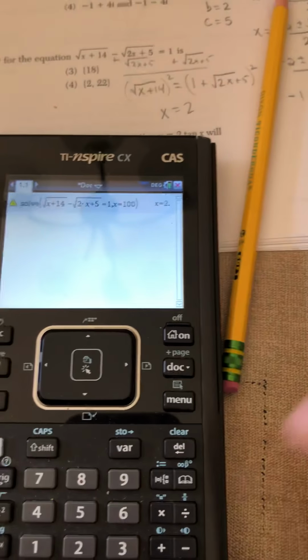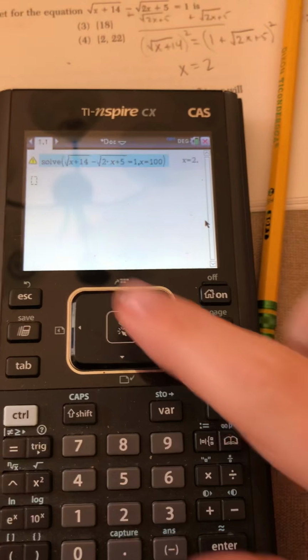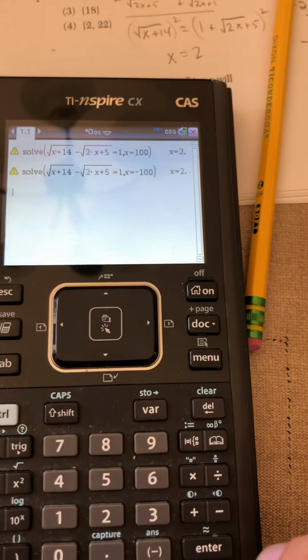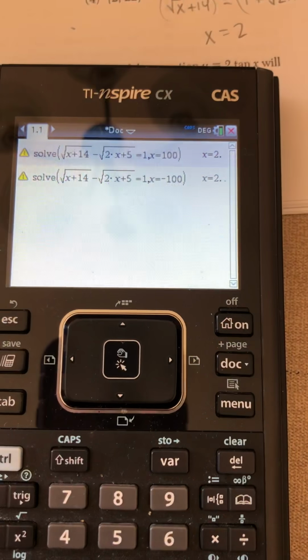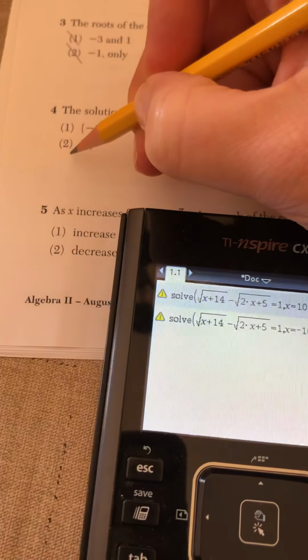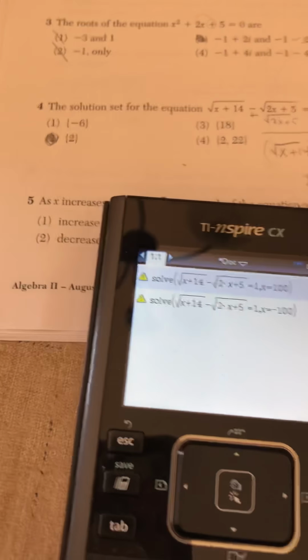Sorry, I just wrote that down over there. And then remember, we are going to copy and paste it down. Change that 100 to a negative 100. And we got x is 2 again. So this one would have given you an extraneous solution. So the only answer is 2. Only answer is 2. Boom.